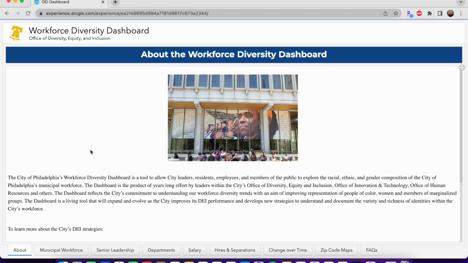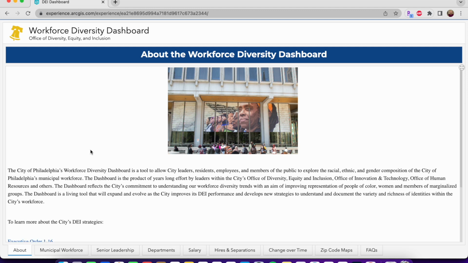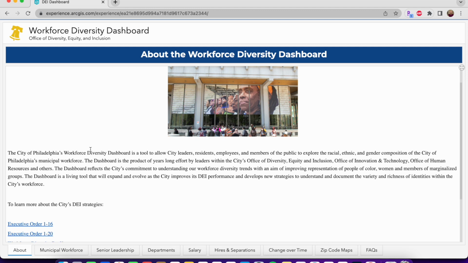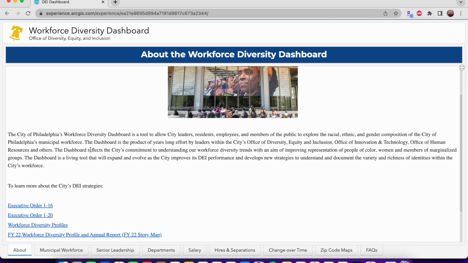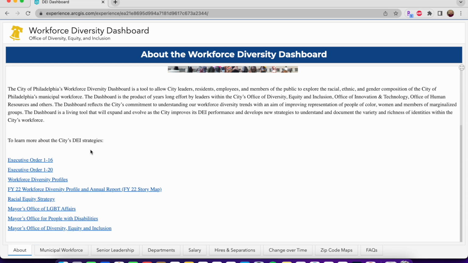When you first come to the dashboard, you will be brought to this About page, where you can read about the dashboard, learn more about the Office of Diversity, Equity, Inclusion, along with links to some of the laws, policies, and past reports that came before this dashboard.